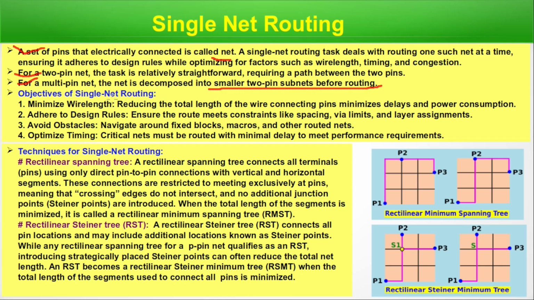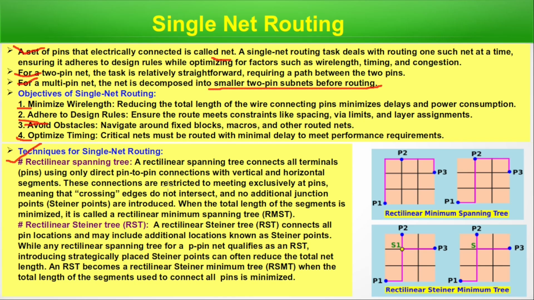So, the objectives of single net routing are: minimize wire length, reducing the total length of the wire connecting pins, which minimizes delays and power consumption. Adhere to design rules, ensuring the route meets constraints like spacing, wire limits, and layer assignment. Avoid obstacles, navigating around fixed blocks, macros, and other routed nets. Optimize timing. Critical nets must be routed with minimal delay to meet performance requirements. So these are the objectives of single net routing. Now, techniques for single net routing.